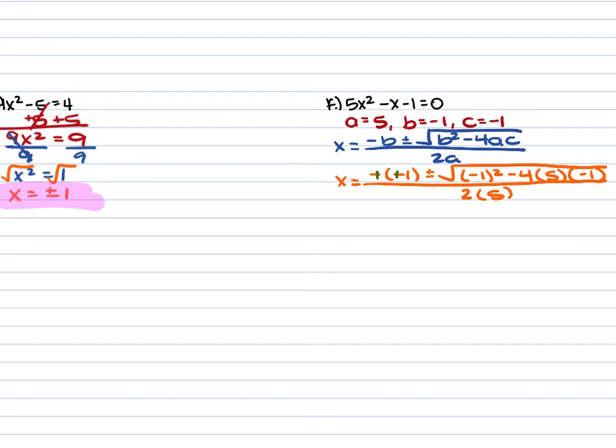Simplify this. We have x is equal to positive 1 plus or minus the square root of 1. The negative 4 times the 5 is negative 20, times negative 1 is positive 20, all over 2 times 5, which is 10. From here, we have x is equal to 1 plus or minus the square root of 21, all over 10. We cannot simplify this any further, so this is our answer.